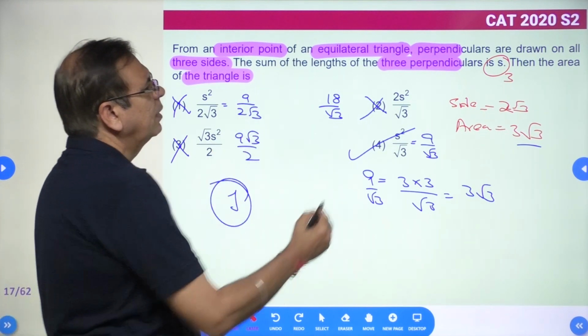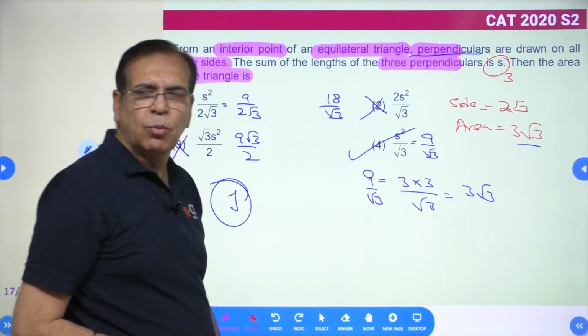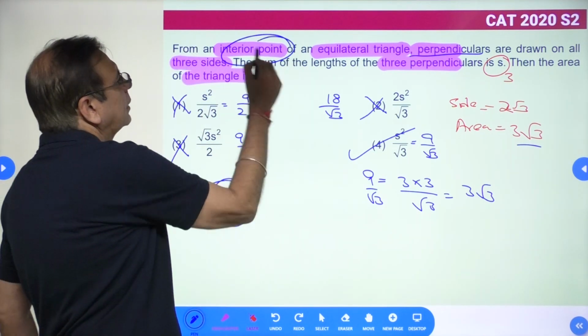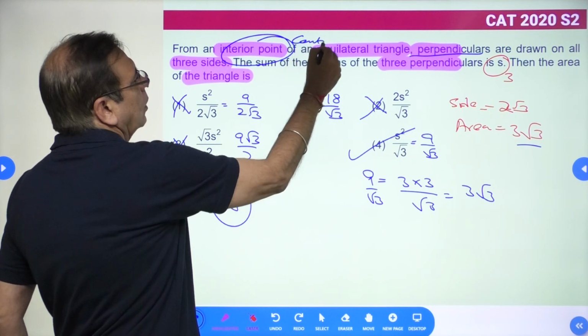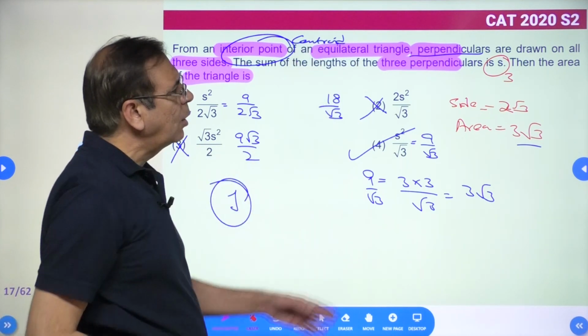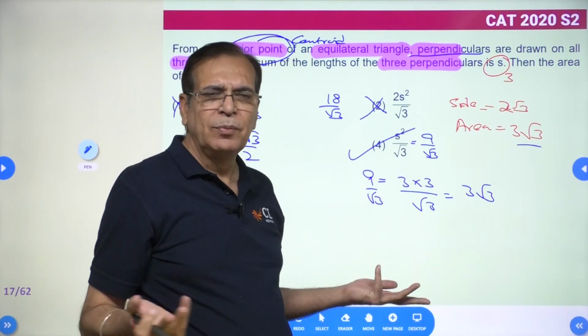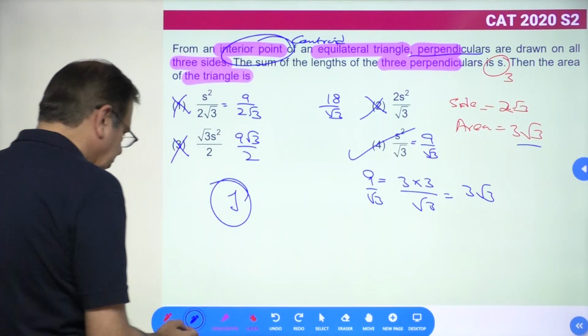A standard question of jugaad where you take a value. All we did was say that the length of the perpendicular is 1, and that interior point is nothing but the centroid. So we took the centroid as the interior point, we know the distance is 1, so that means the height of the triangle has to be 3. And based on that, we solve this question.